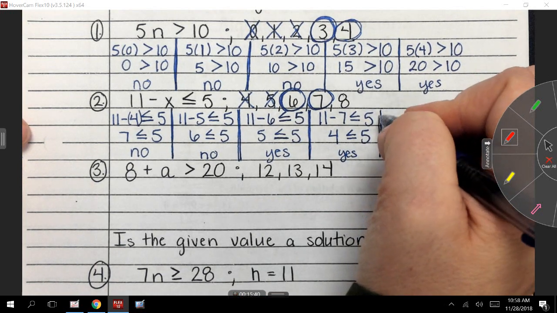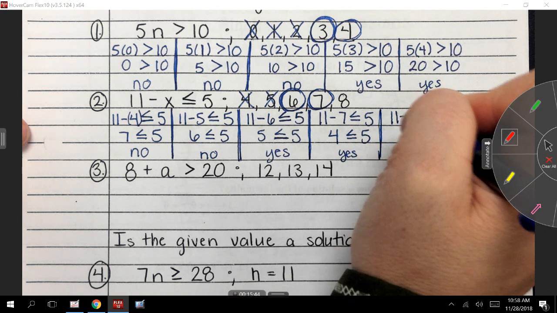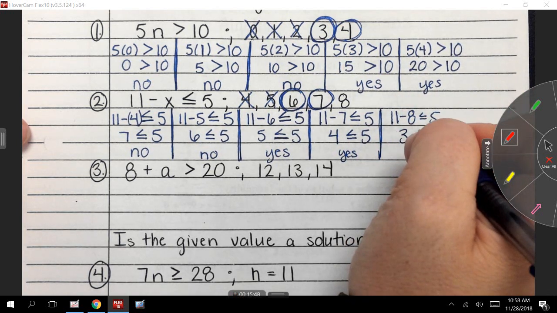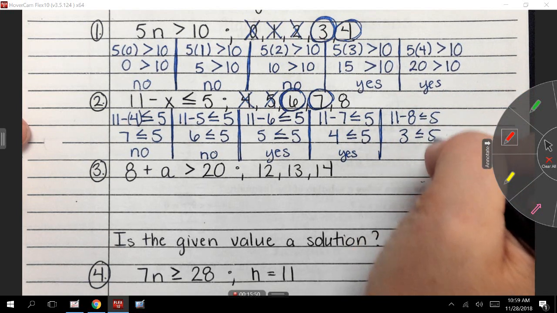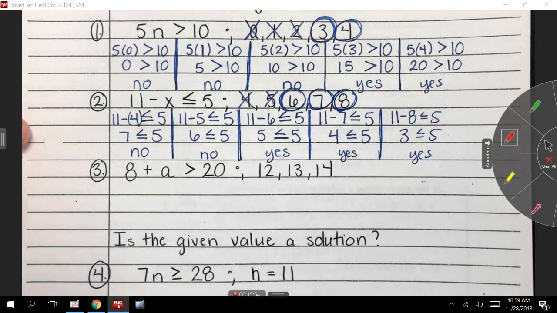All right, my next one. Kelsey, go ahead with that one. 11 minus 8 is less than or equal to 5. All right, and then what do I get underneath? 3 less than or equal to 5. And is that true? Yes. So we're going to circle that one as well. Okay?